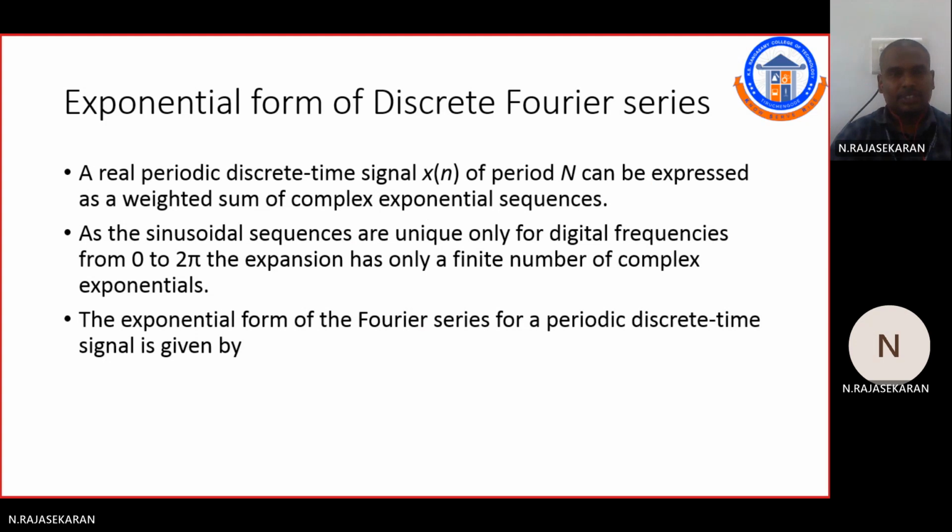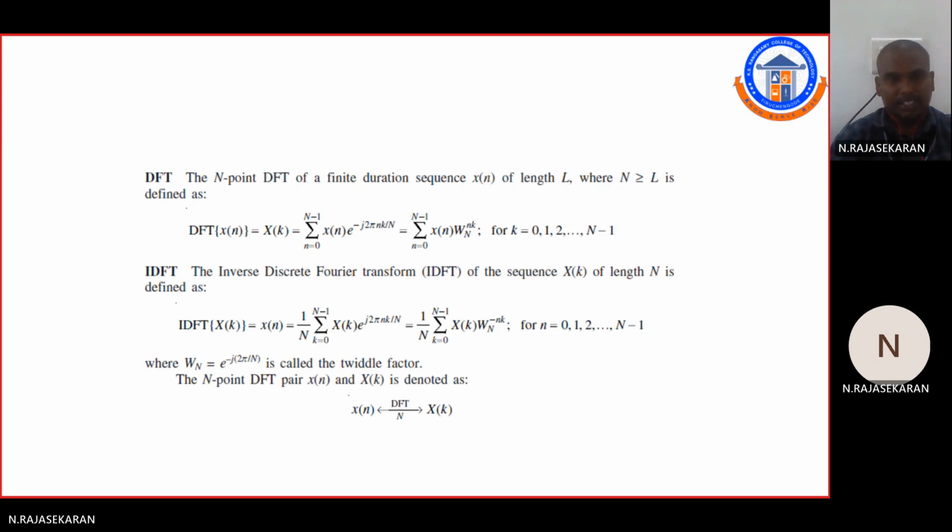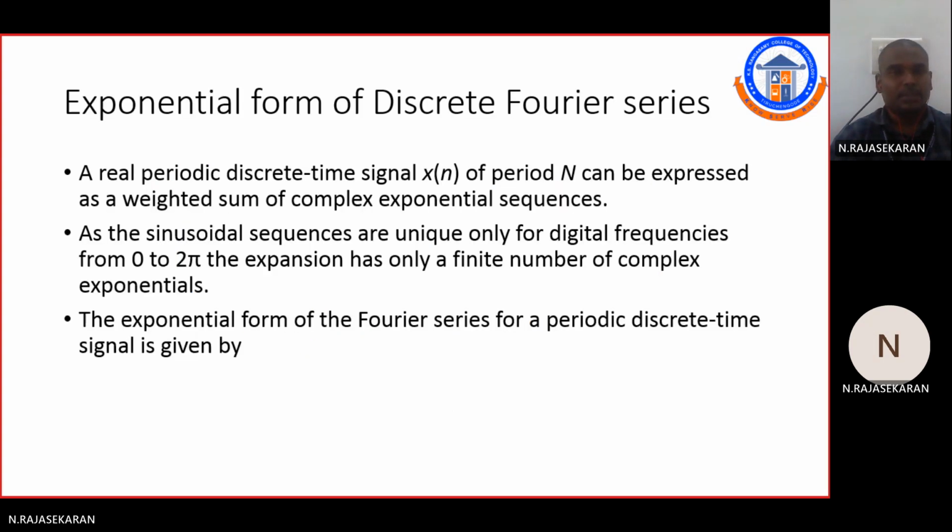As mentioned in the previous case, the real periodic discrete time signal x of n of a period of N can be expressed as a weighted sum of complex exponential sequences. This weighted sum of complex exponential sequences is represented here, that is e power minus j 2 pi nk by N, or e power plus j 2 pi nk by N, whether it be a DFT or IDFT. As the sinusoidal sequences are unique only for digital frequencies from 0 to 2 pi, the expansion has only a finite number of complex exponentials.